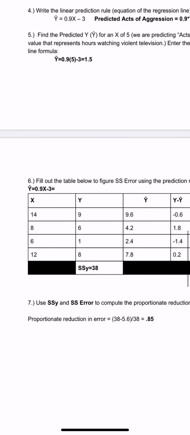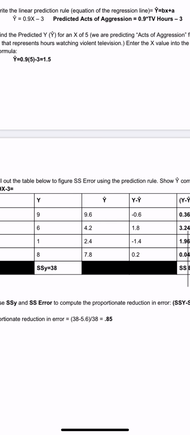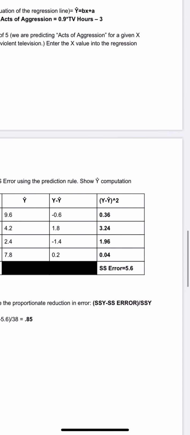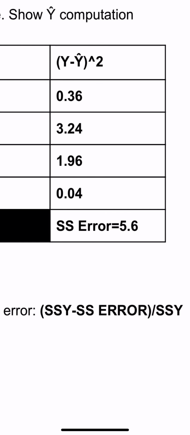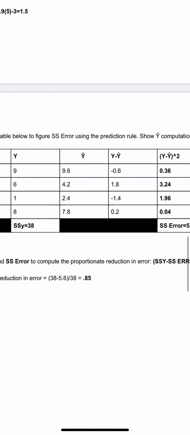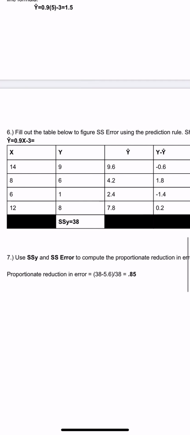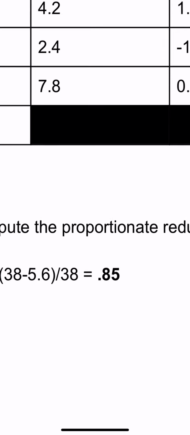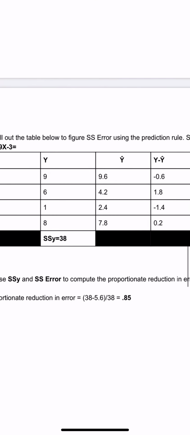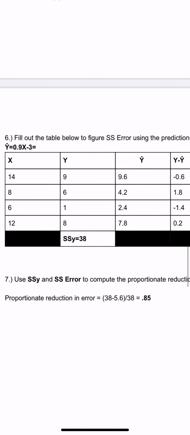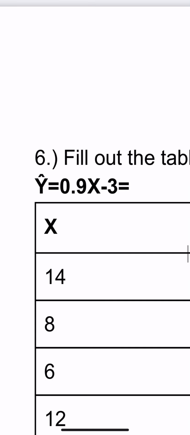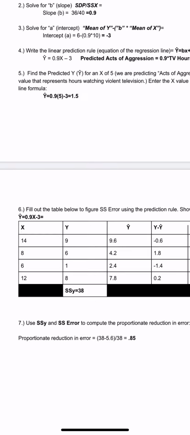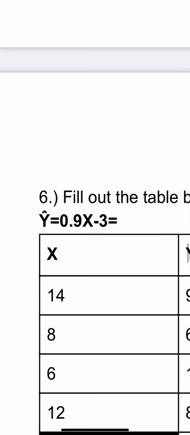Now, use SSY and SS error to compute the proportionate reduction in error. The formula for that is SSY minus SS error, divided by SSY. So you simply plug those values in. 38 minus 5.6 divided by 38 equals 0.85. Now the proportionate reduction in error can also be viewed as r squared. Another way we could use this 0.85 to make a claim on how good this prediction line is: we could say we could be 85% confident that it will give us an accurate prediction.